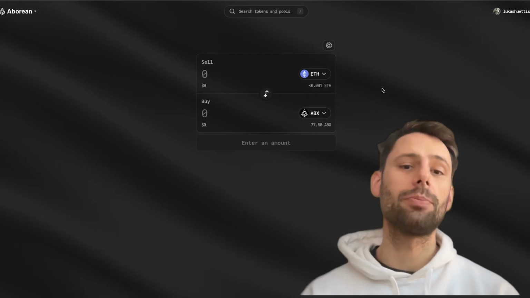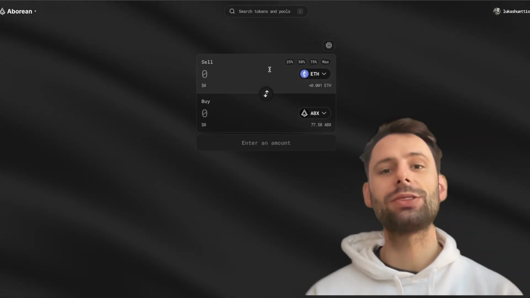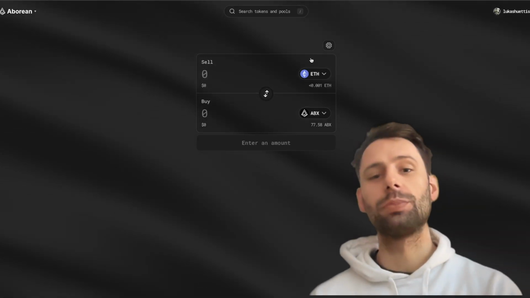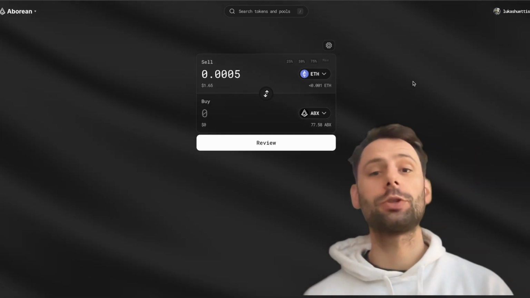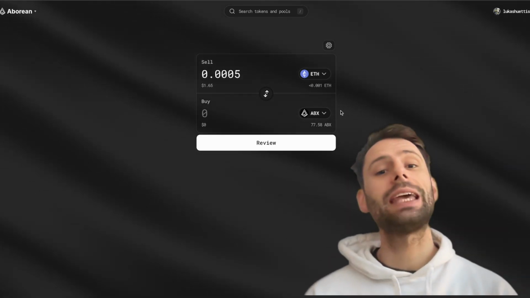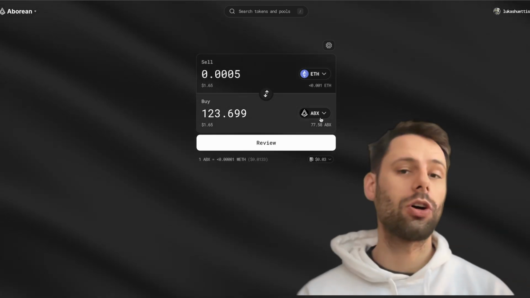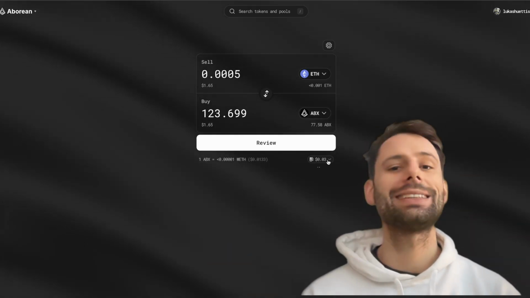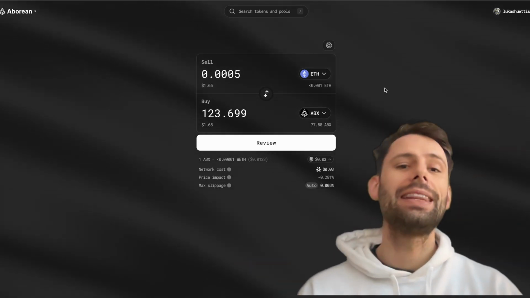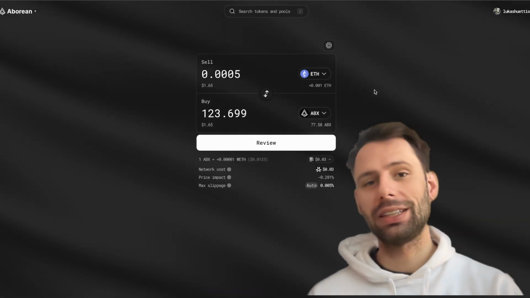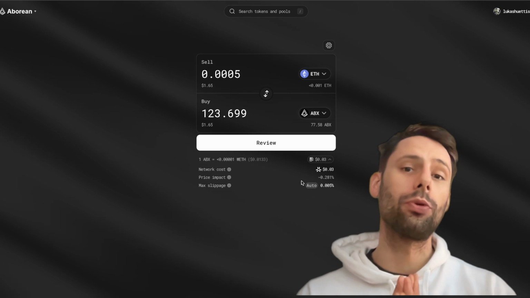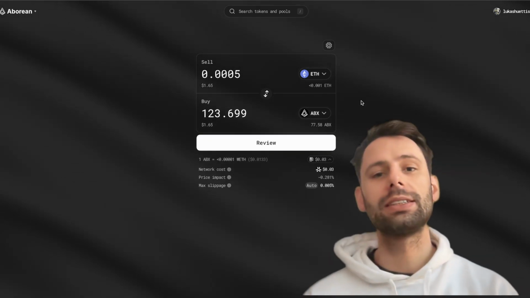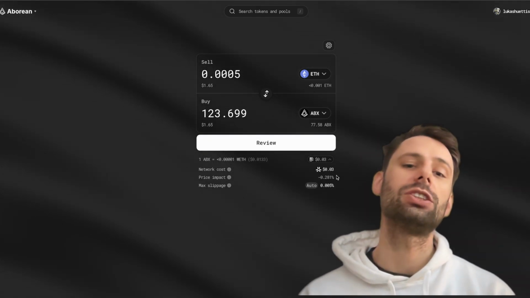Aborean is an automated market maker. That means trades don't happen through order books. They happen through liquidity pools. When someone swaps, for example, wrapped Ether to ABX, which is the native token of Aborean Finance, we'll come to that in a second, or for example to Pengu, they are not trading with another user directly. They are trading against a pool that already holds both of the tokens. The pool rebalances and a small swap fee is charged.